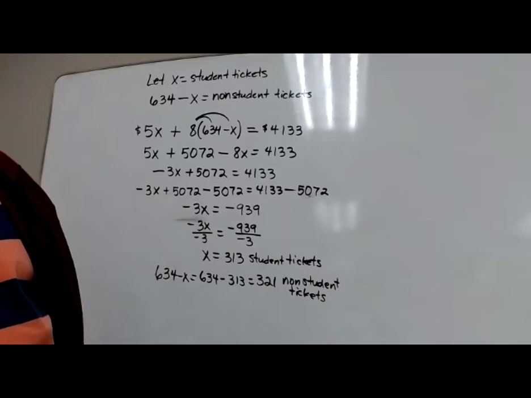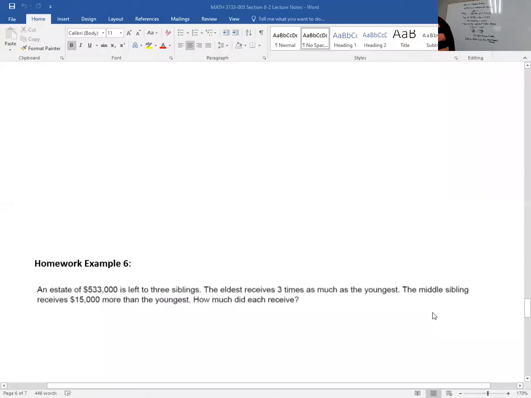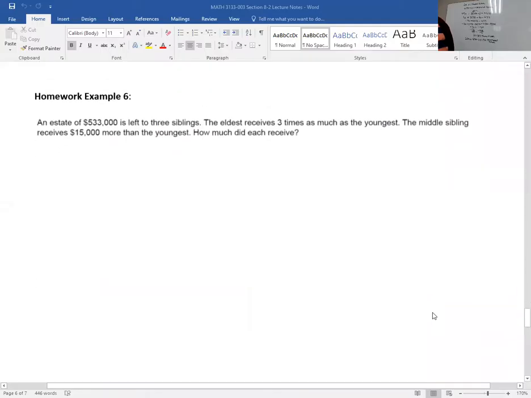All right, let me go to example 6, which is this. Let's say an estate of $533,000 is left to 3 siblings. The eldest receives 3 times as much as the youngest. The middle sibling receives $15,000 more than the youngest. How much did each receive? So we want to know how much did each sibling receive?